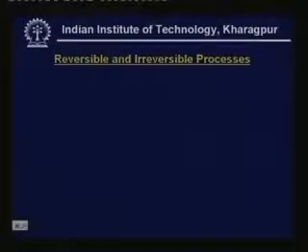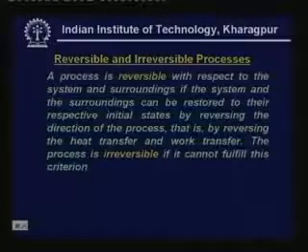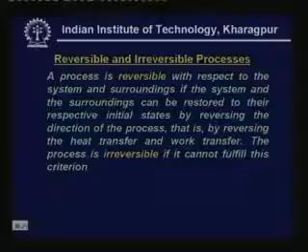The second law of thermodynamics also introduces what is known as irreversibility, and it distinguishes between reversible and irreversible processes. So, let us define reversible and irreversible process. A process is said to be reversible with respect to the system and surroundings if the system and the surroundings can be restored to their respective initial states by reversing the direction of the process. That means by reversing the heat transfer and work transfer. The process is irreversible if it cannot fulfill this criterion.